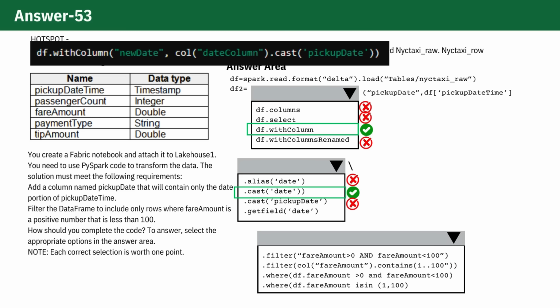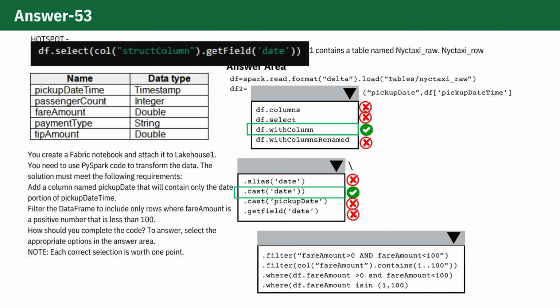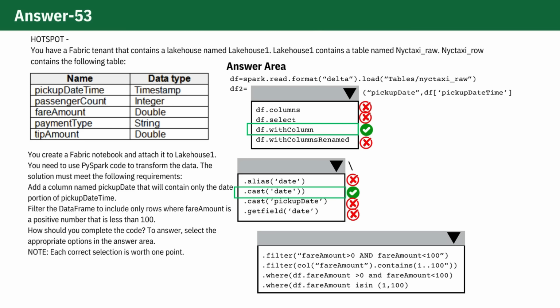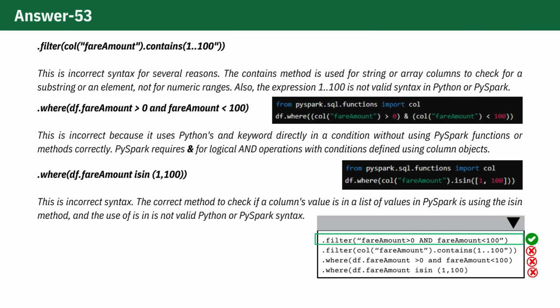Cast pickup date is incorrect because pickup date is mistakenly used as a data type. Get field date is also inappropriate as it's meant for accessing fields from complex types like arrays, not for simple type conversion. For filtering, the correct syntax to use is the first option because it correctly applies conditions to the fair amount column, ensuring that only positive values less than 100 are included. All the other options have syntax errors, so they are incorrect.